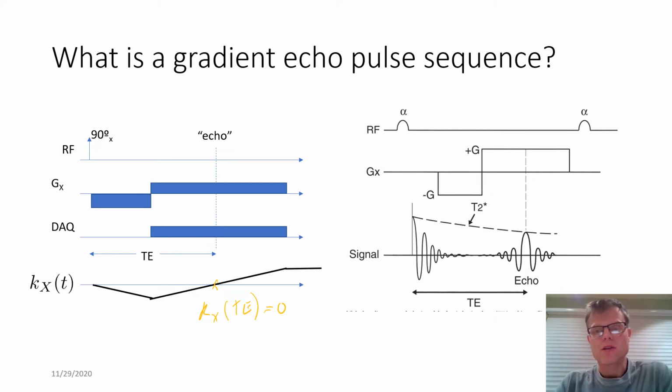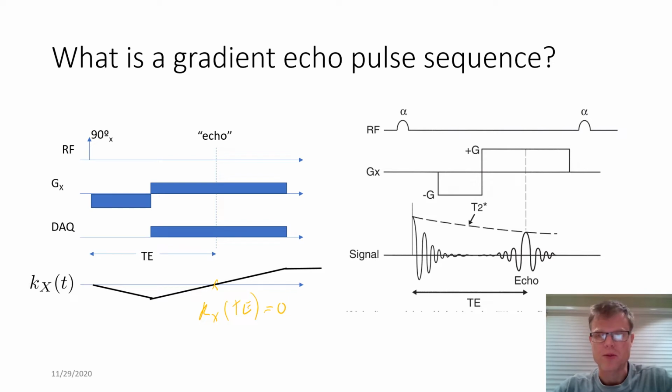And so if you were actually to look at the signal, it might look something like the sketch on the right, where at the time when the effects of the gradients are refocused, the signal in fact looks the largest. It looks like an echo. But there's something notable about the sequence here on the right, which, instead of showing a 90-degree flip like the example I showed previously on the left, uses an alpha to represent an arbitrary flip angle. And that's one of the key points we're going to talk about here in the gradient echo pulse sequence.